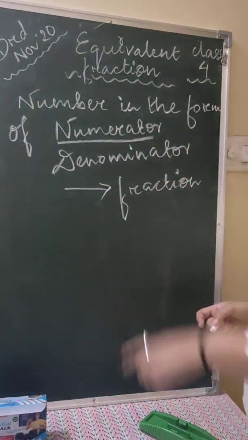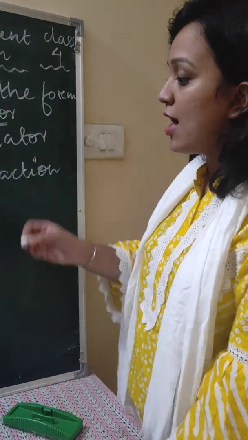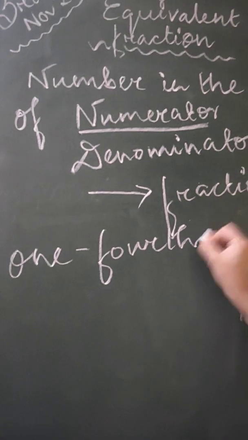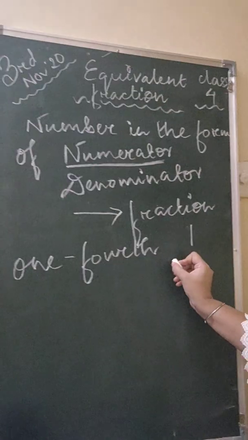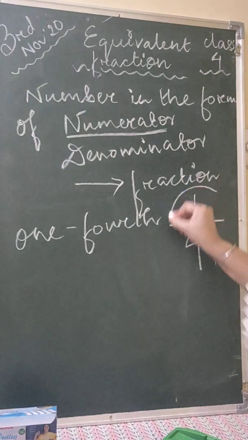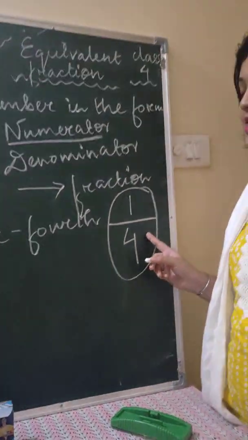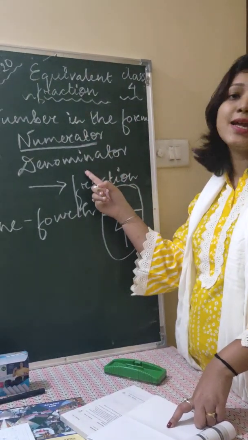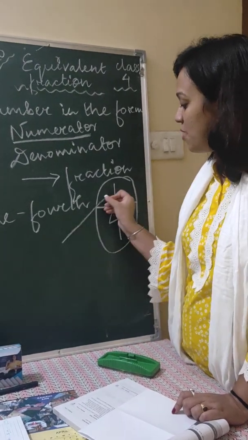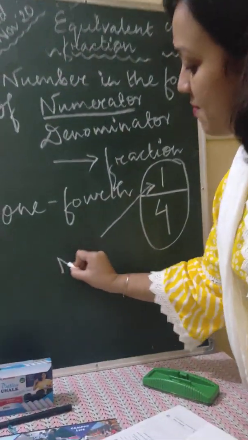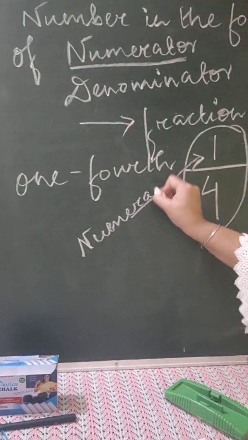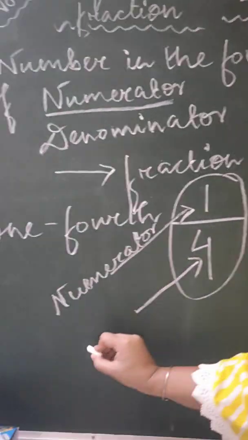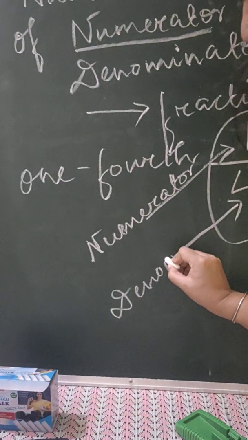Now previously what did I say? 1/4. How do I write 1/4? I simply write 1 on top by 4. Now this tells you that this is a fraction. Why is this a fraction? Because this is in the form of numerator by denominator. The number which is on top, see 1 is on top, so this number is the numerator, and the number which is below, that means 4, is the denominator.